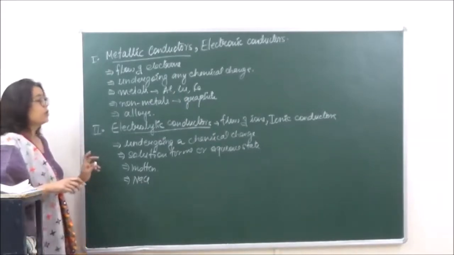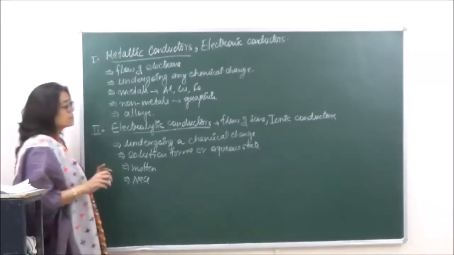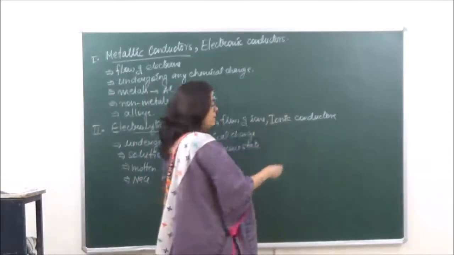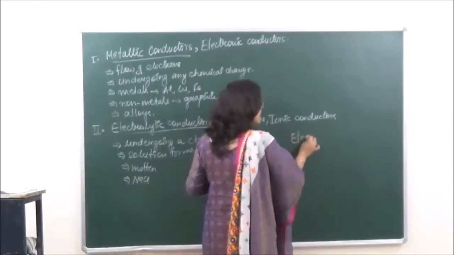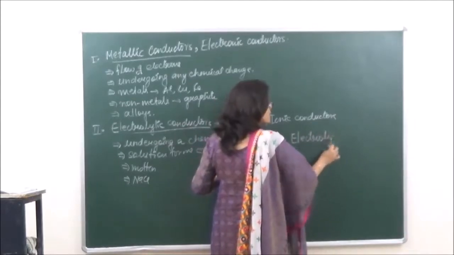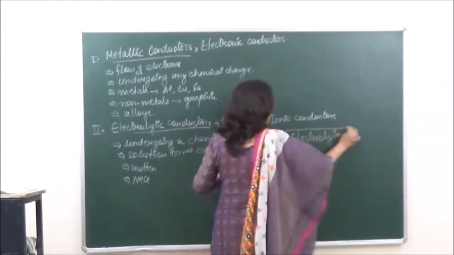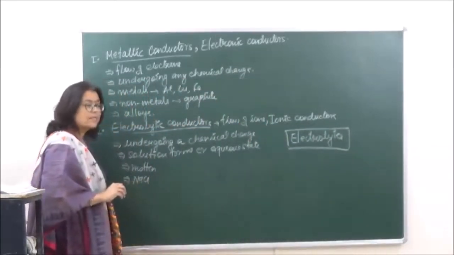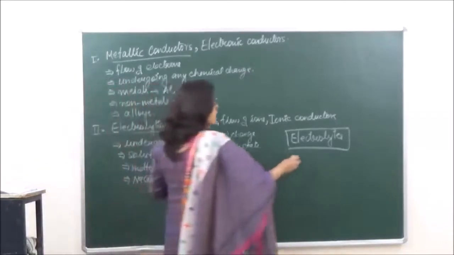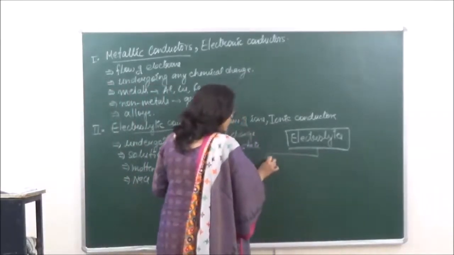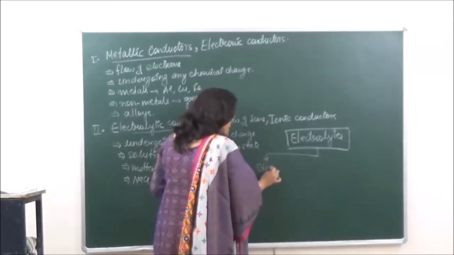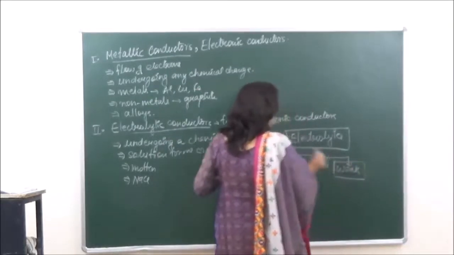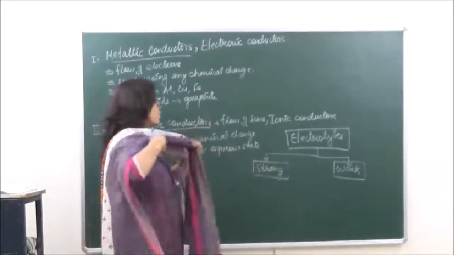Now electrolytic conductors, when we are talking of, we say that all substances which conduct electricity by movement of ions are known as electrolytes. The electrolytes can be further divided into strong electrolytes, weak electrolytes, right? What are strong electrolytes?